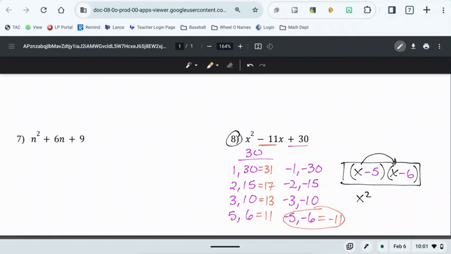x times x is x squared. x times negative 6, negative 6x. Negative 5x. And then we get positive 30. Combine like terms: x squared minus 11x plus 30. And once again, we get back to where we started. So we have factored correctly.